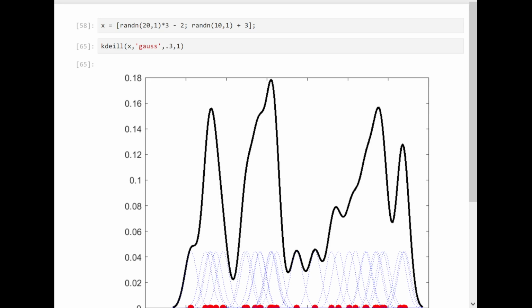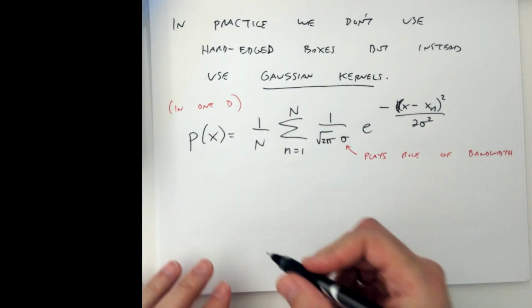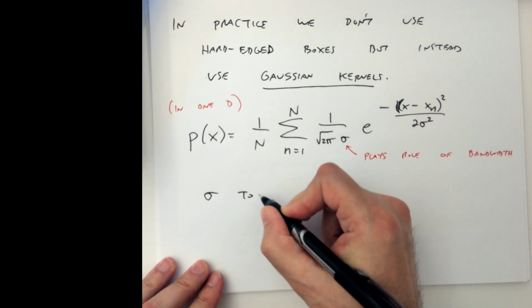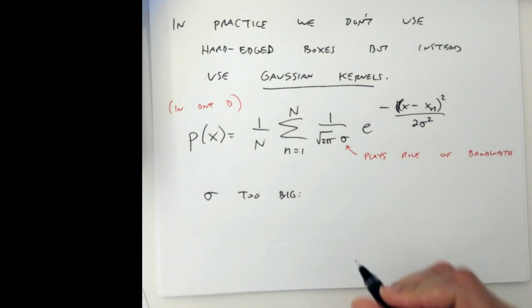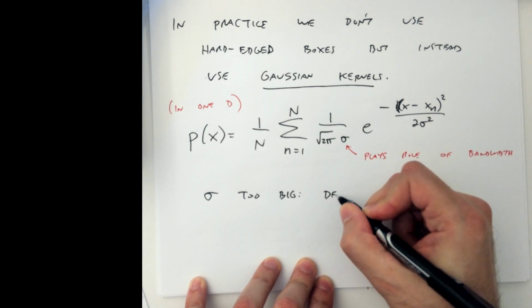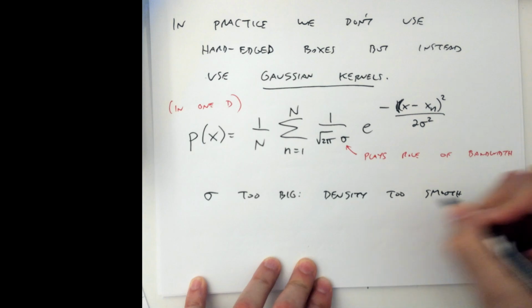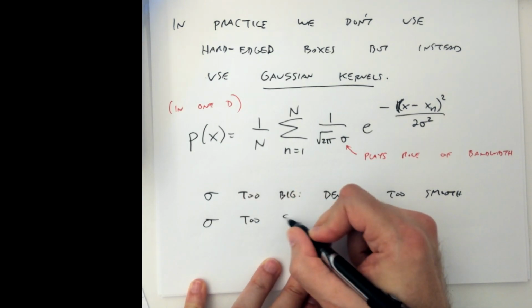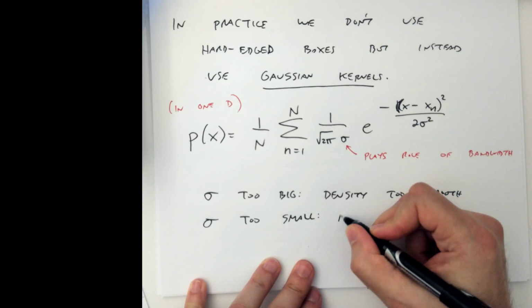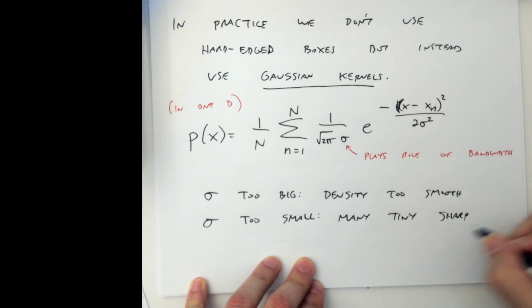Same kind of deal. So let me restate what I wrote down here: sigma too big means the density is too smooth. Sigma too small means I have many tiny sharp peaks.